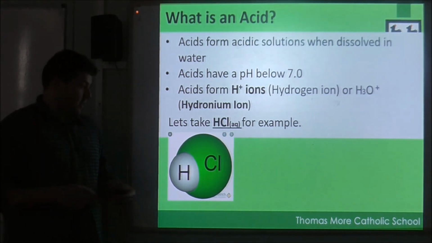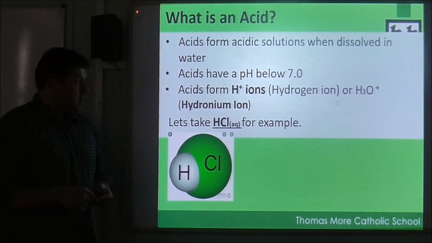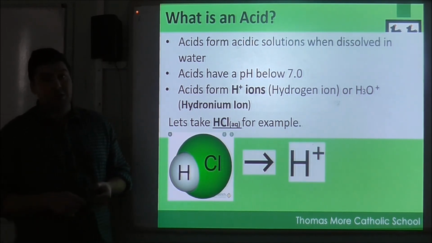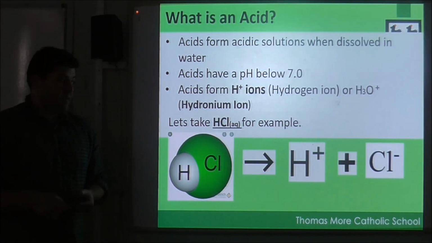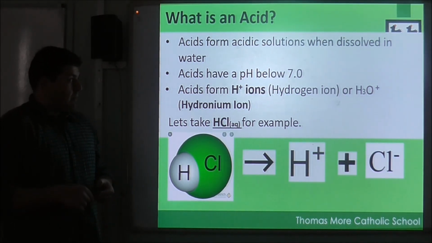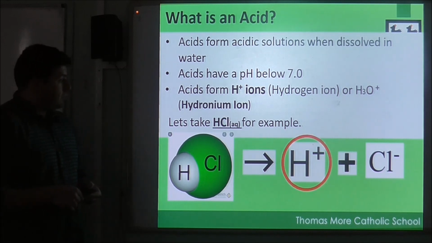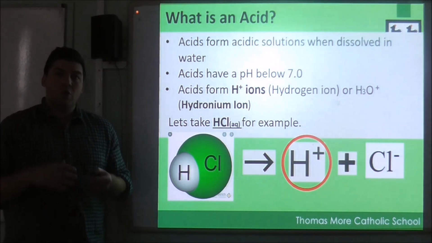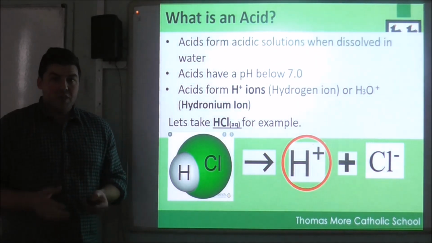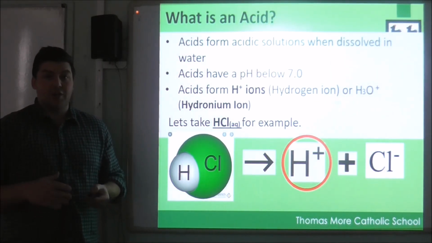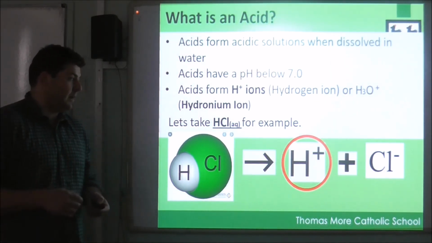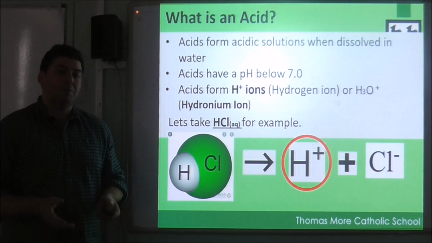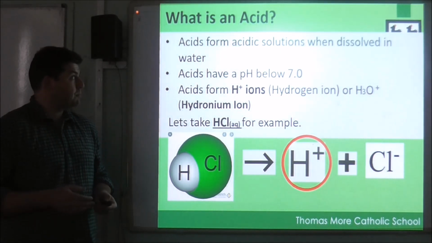Hydrochloric acid is shown here, it's hydrogen bonded to chlorine. When it's in an aqueous form, it splits into the H+, the hydrogen ion, and the negative chlorine ion. This is what makes it an acid, the H+. That is what makes any acid acidic. The H+ ion is the measure of the strength of this acid, which we'll come on to later. But when we're addressing any topic about acids, you should be looking for the presence of the H+ ion.